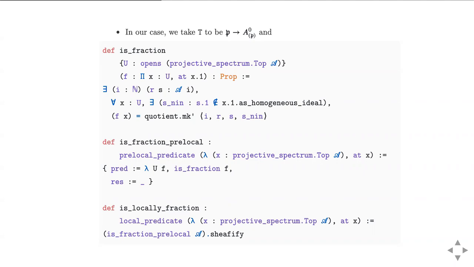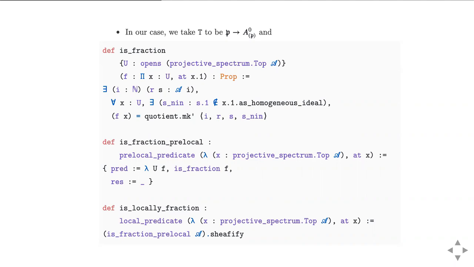So this quotient type is just, as we mentioned before, taking the homogeneous localization to be a setoid and an equivalence class. After we sheafify that, it is exactly what we wanted. But you don't need to sheafify that. Here you can see there is no "for every x there exists a v such that...". Everything is global, so we have to sheafify that to get a local predicate.